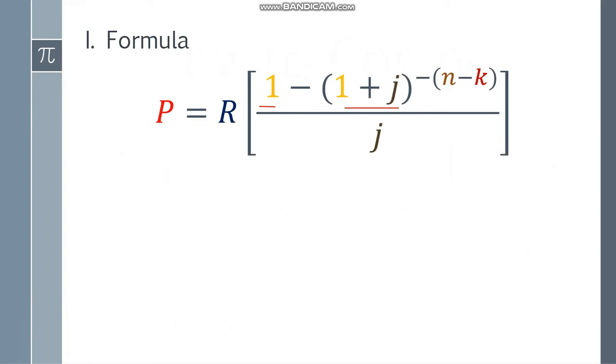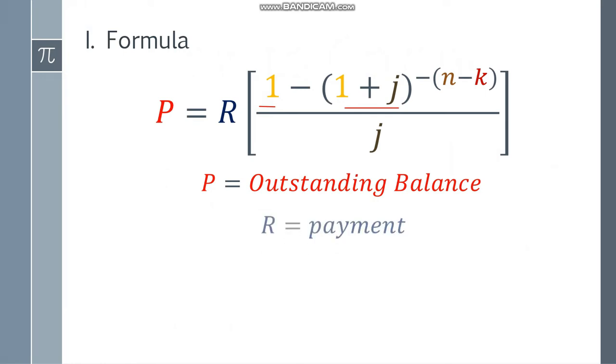So, ano ba yung mga variables na yun? Let's find out. So, P is the outstanding balance. R naman, that will be the payment. So, R yung payment, yun yung binabayad niya kada buwan, kung nakalagay sa question ay kada buwan or kada taon. Depends. Basta yung amount of money na binabayad.